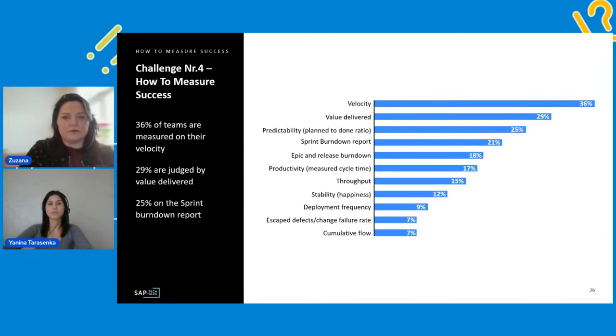25% of people mentioned predictability as a measure of success, and you see that they compare the planned and done ratio. Other people mentioned sprint burndown report, epic and release burndown, productivity, or it can be also cycle time, lead time, or whatever you call it, throughput, stability, deployment frequency, escaped defects, change failure rate. Here we speak about the quality and cumulative flow. So in fact, you see a lot of output metrics.